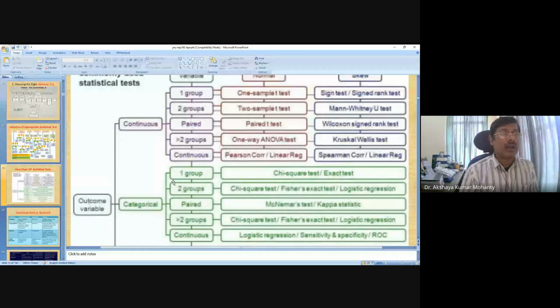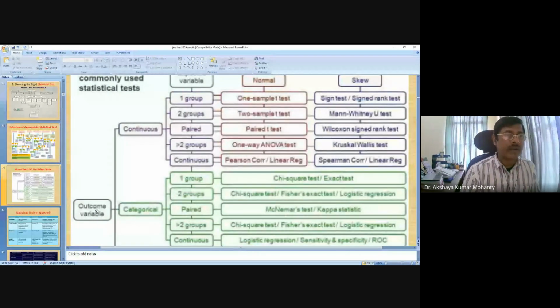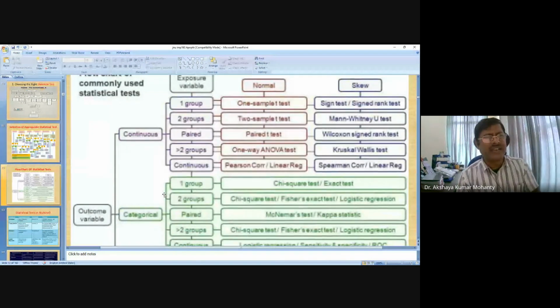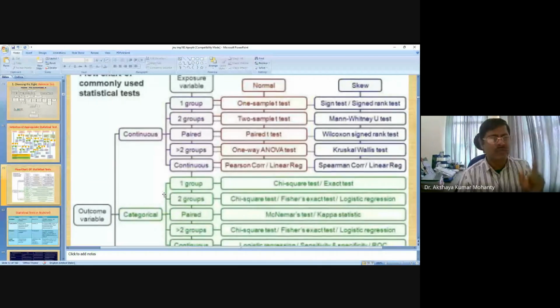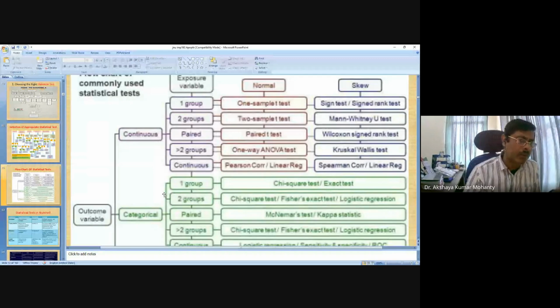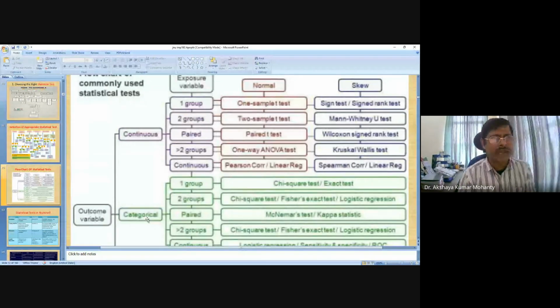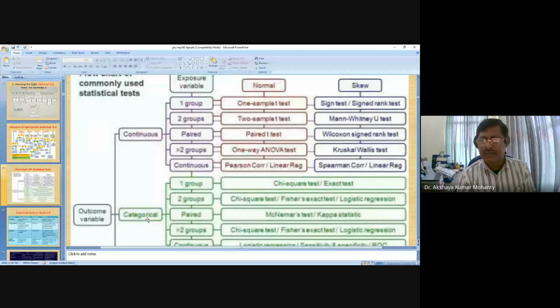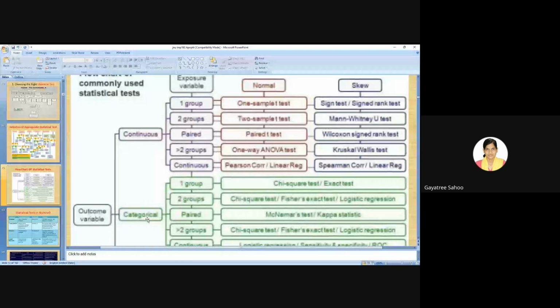So now come to the point. The outcome variable, that is the dependent variable, and we have seen in the very first slide that there is some sort of continuous variable and some sort of categorical variables. That means the dependent variable may be continuous, or the dependent variable may be categorical. Am I right? Yes, sir.